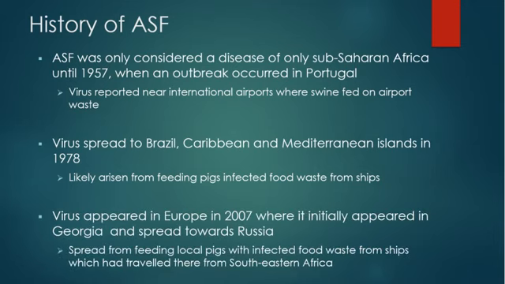Afterwards, the virus appeared in Europe in 2007, where it initially appeared in Georgia and then spread towards Russia. The spread was due to feeding local pigs with infected food waste from ships, which had traveled there from southeastern Africa.